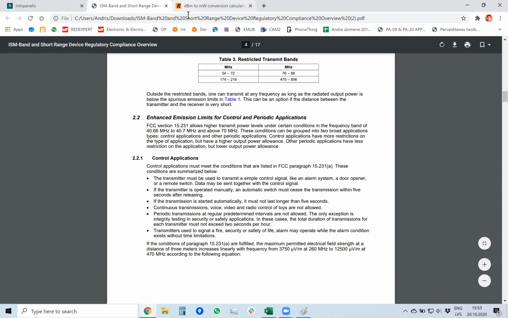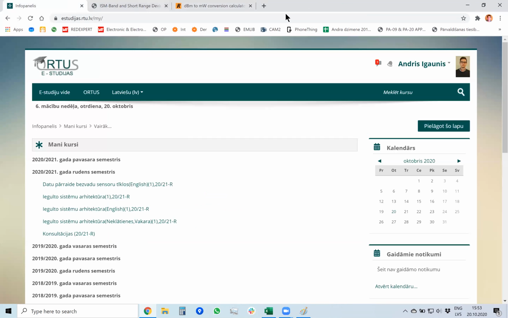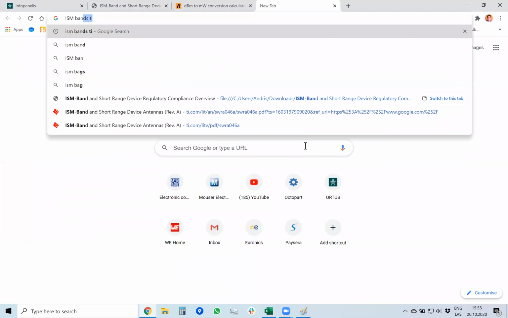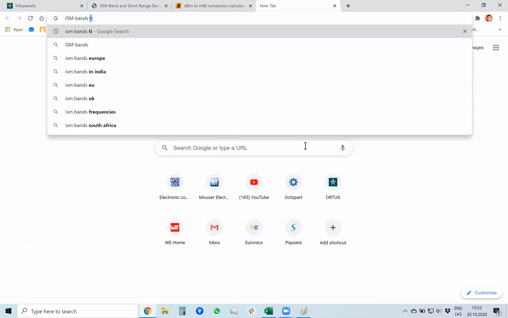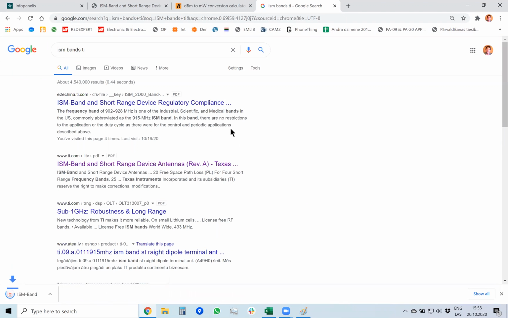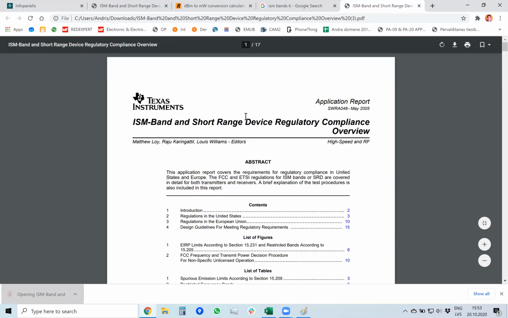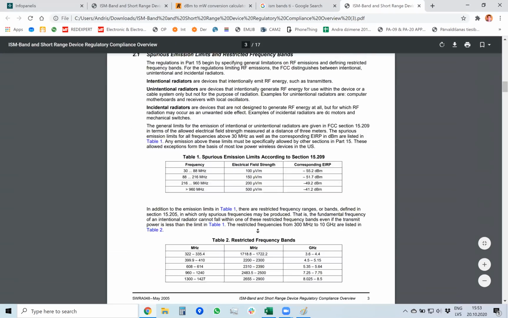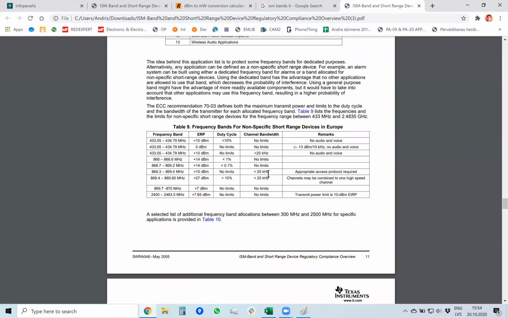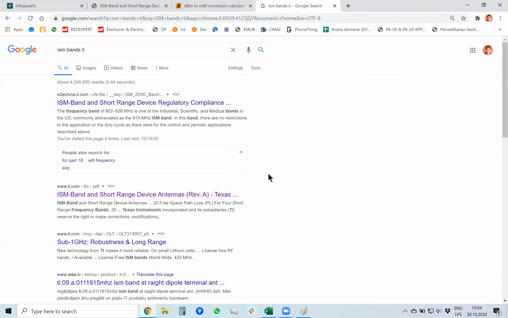So the document that you need to use, again, is ISM bands TI, Texas Instruments. And the first document is the right one. So, here you can find answers to something like 3 or 4 questions in the questionnaire.